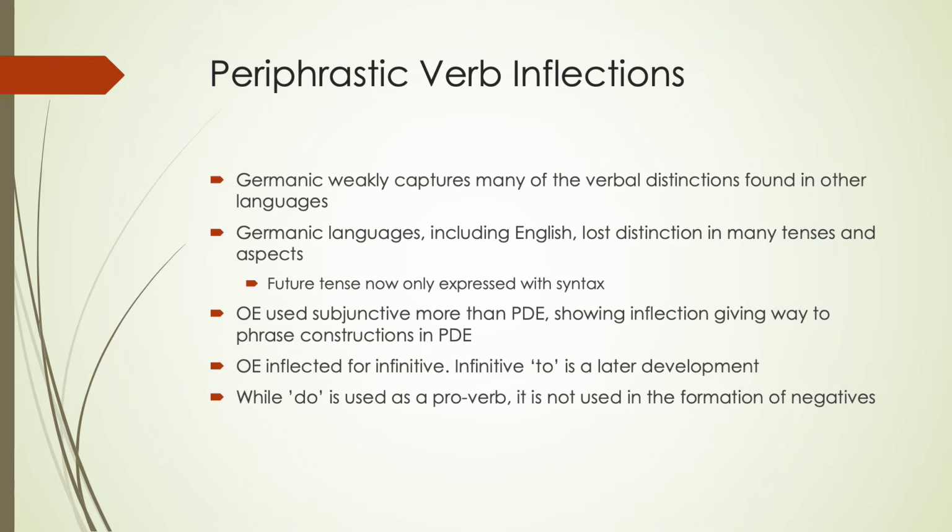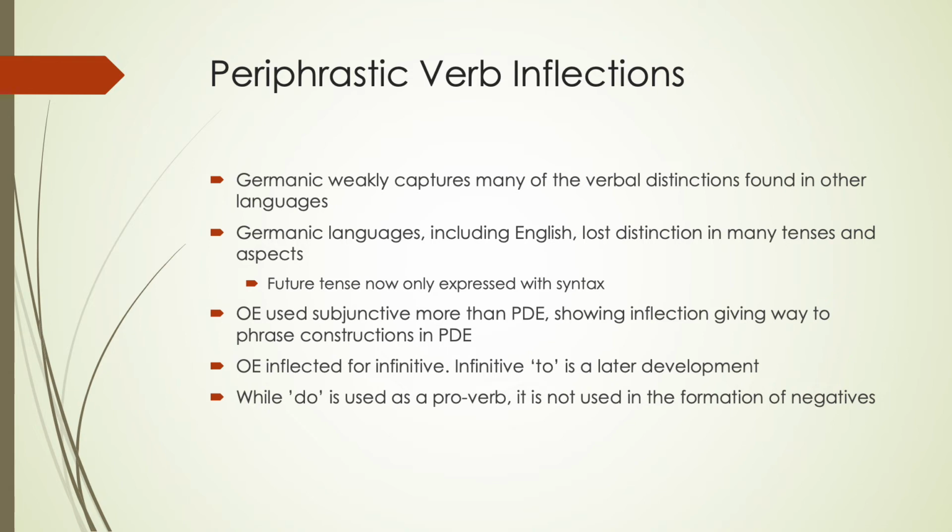Old English did still inflect for infinitive, so this would be using a morpheme to mark the infinitive, as opposed to what we do now for something like to talk. They would have had a morpheme at the end of the root to sort of signify that infinitive, something closer to what you see in something like present-day Spanish.